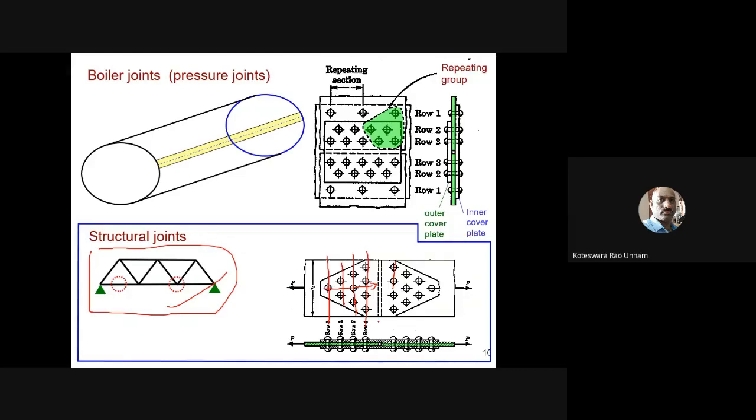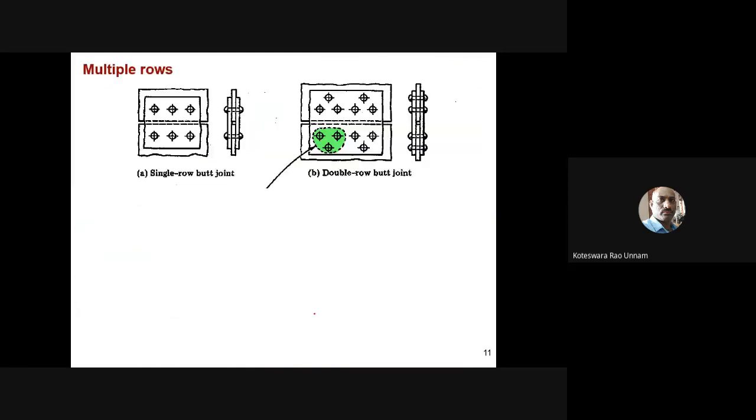Here also you can see a repeating section. If you want to consider the repeating section, you can do that. You can consider the repeating section here, and the joint strength is defined based on the repeating section only. But see here, this P is the width of the plate. Don't bother about that P and that P. Don't confuse between those two.